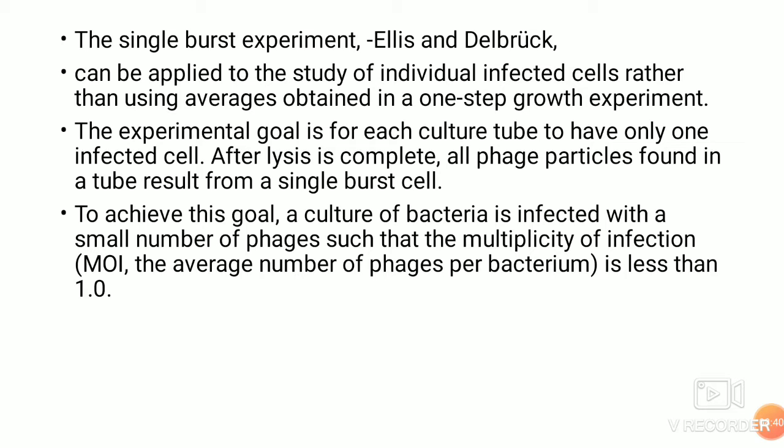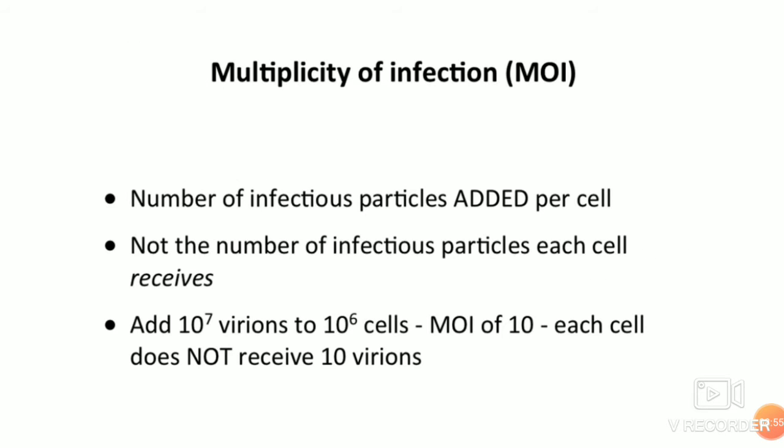To achieve this goal, a culture of bacteria is infected with a small number of phages, such that the multiplicity of infection is less than 1. The number of infectious particles added per cell, not the number of infectious particles each cell receives, is the multiplicity of infection. That means if you add 10 to the power of 7 virions to 10 to the power of 6 cells, then the multiplicity of infection is 10. So the multiplicity of infection should be less than 1 for a single burst experiment.